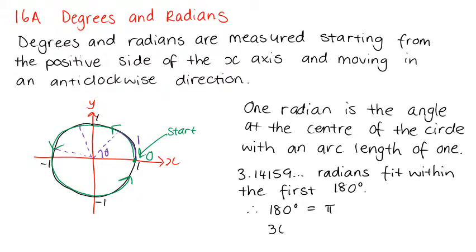Similarly, the whole way around the circle, what do you think it's going to be? 360 degrees, how many pies? 2 of them, yeah, 2 pi.